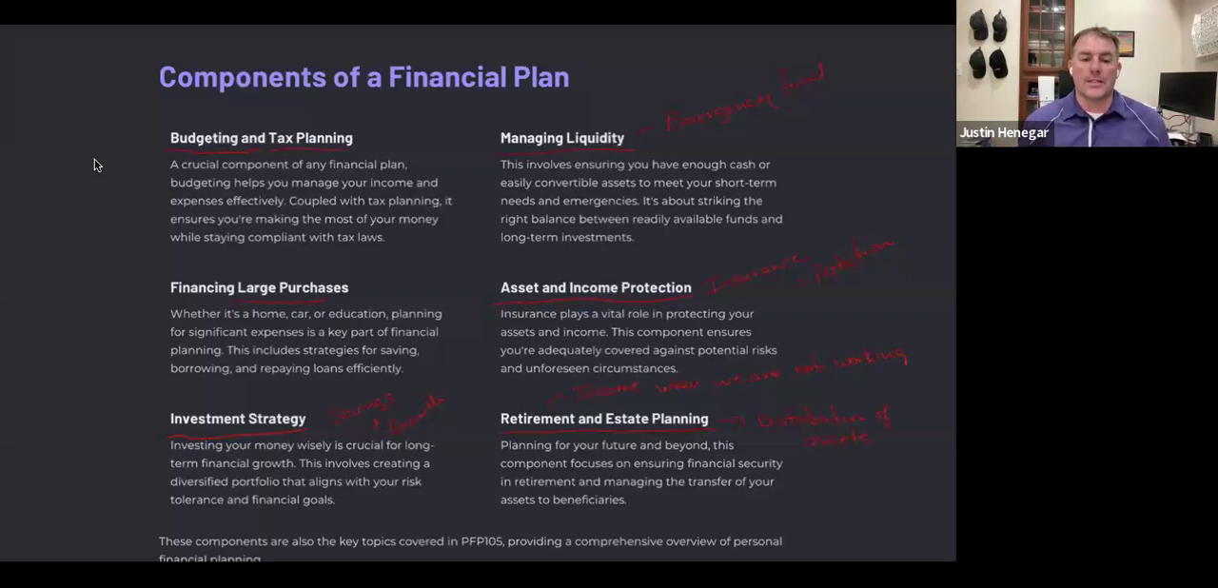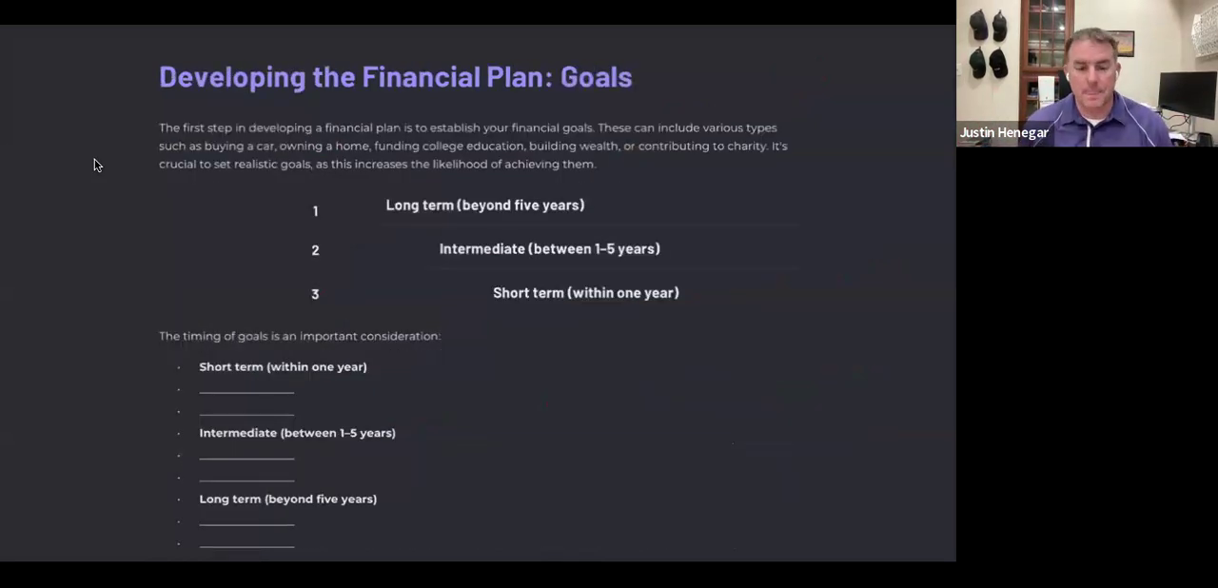Obviously, we're working our entire life to accumulate assets, and then there comes a point when we have to start to distribute those assets to beneficiaries, assuming we obviously have more than we need for our livelihood. Okay, so how do we go about first developing a financial plan?